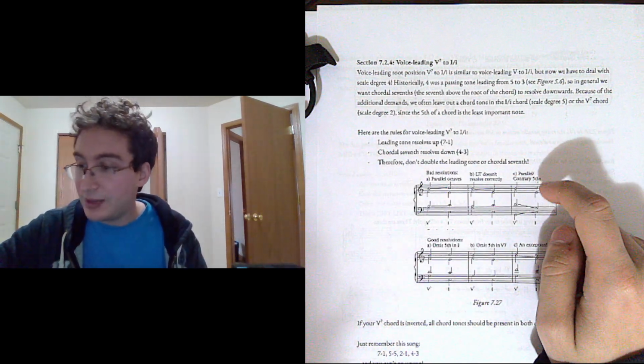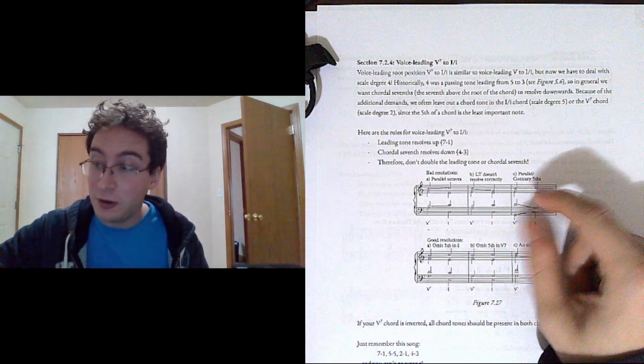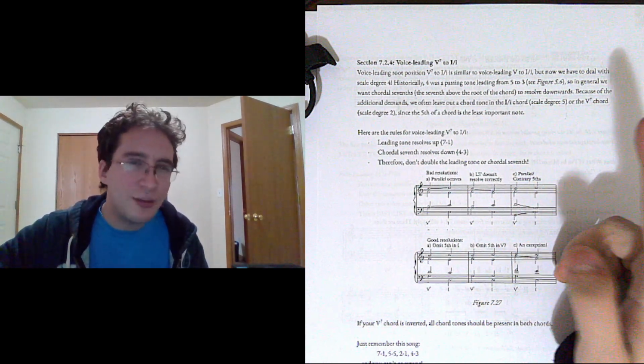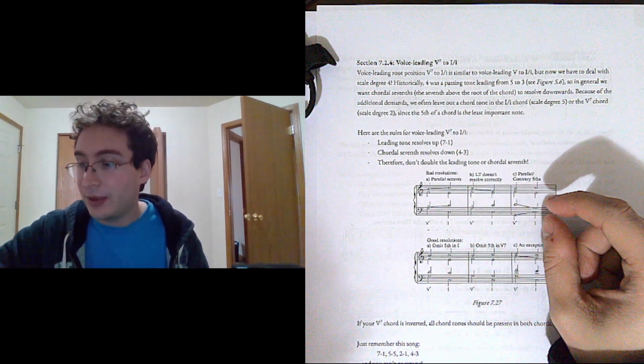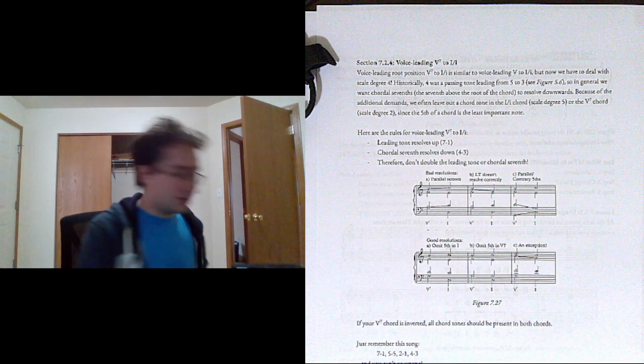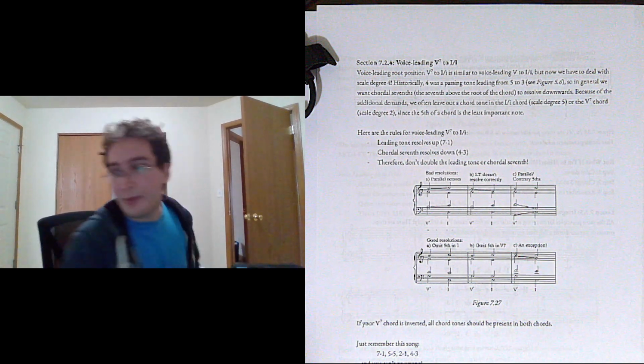And here the problem is that you have parallel fifths. Technically, they're not parallel because it's not a 5th to a 5th, it's a 12th to a 5th. But a 12th is just a 5th in disguise. It's a 5th plus an octave. So G and D to C and G. So that's a problem there, even though the upper voices are fine.